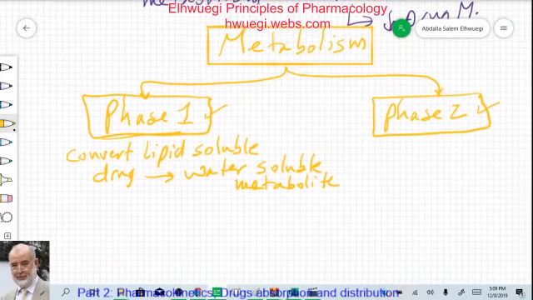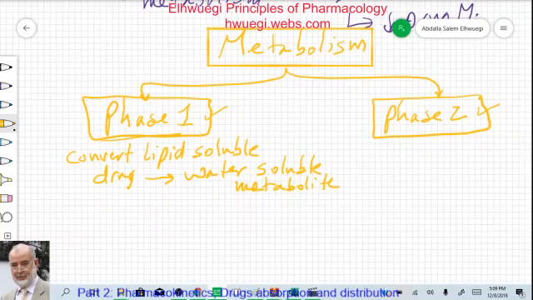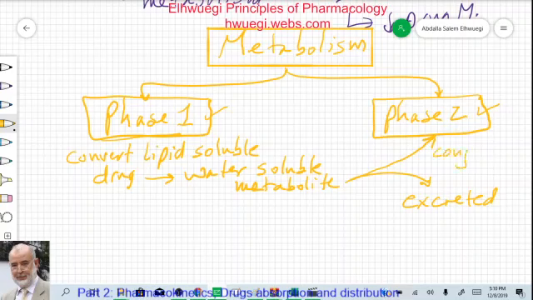Okay? Then the main function of phase 1 is to convert lipid-soluble drug into water-soluble drug. This water-soluble metabolite is either excreted or it can enter phase 2 process of conjugation.